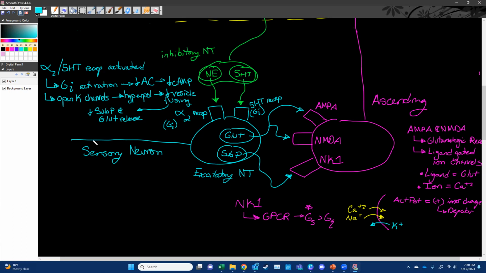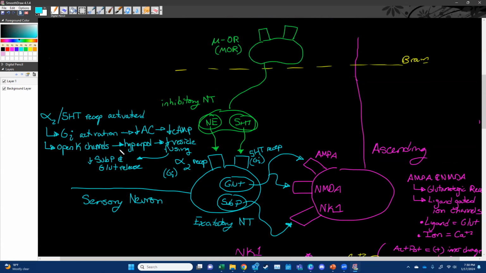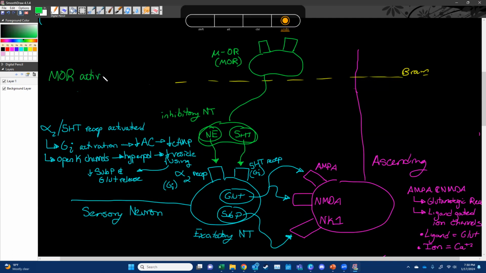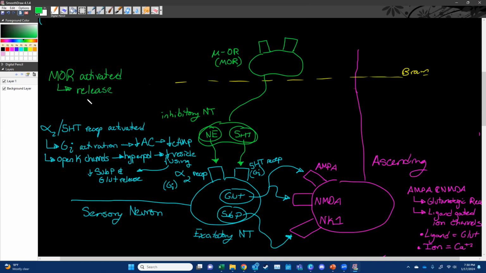So two effects of mu opioid receptors, right? First, the brain activates a mu opioid receptor, which we should say that. So we have mu opioid receptor activated. This is going to release norepi and serotonin, which will then come in and activate their respective receptors.